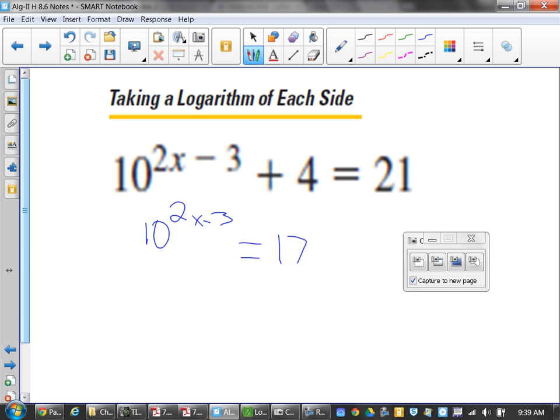So do you have to type in log base 10 of 10, or can you just press log? You can just press log in this case. So let's see, 2x minus 3 equals the log of 17.